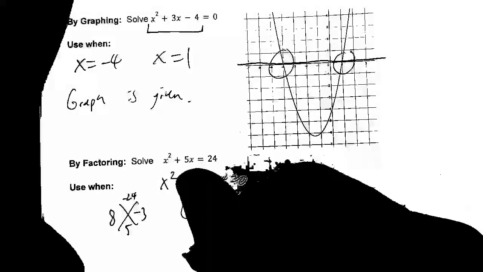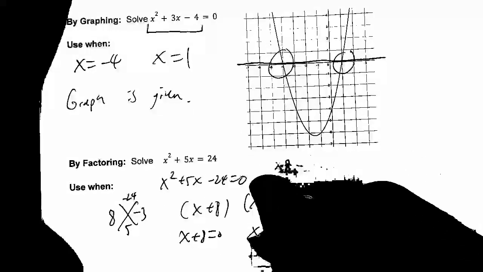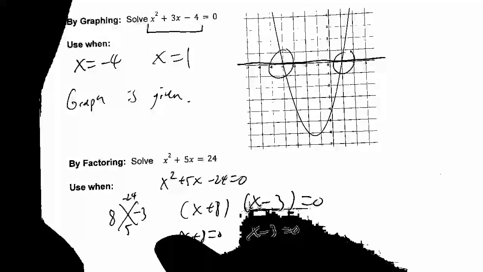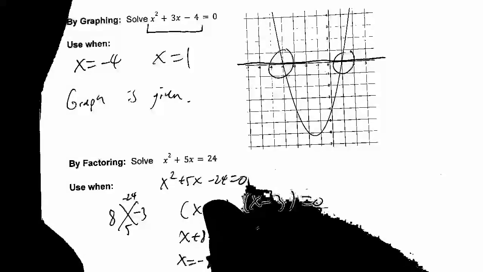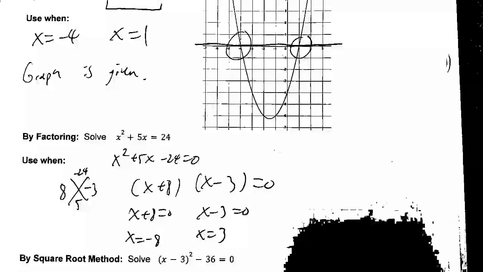So my solutions would be, you set each of those equal to 0, right? x plus 8 equals 0, x minus 3 equals 0. So x equals negative 8 and x equals 3. Unfortunately, that was too fast. Okay? Good. The last method is complete the square.